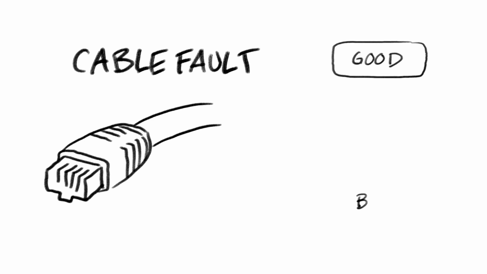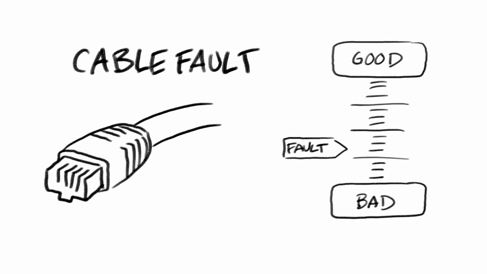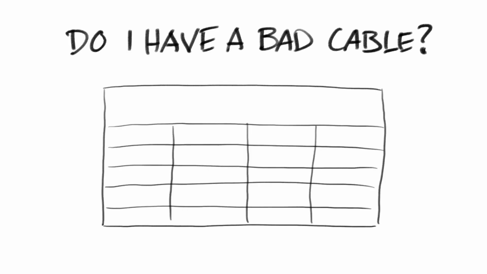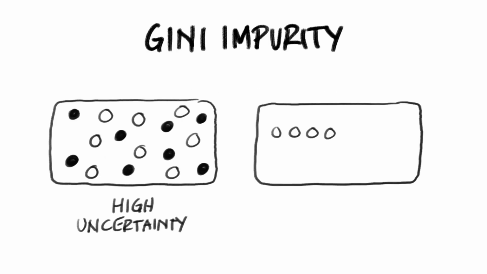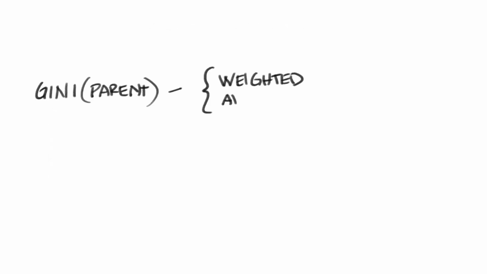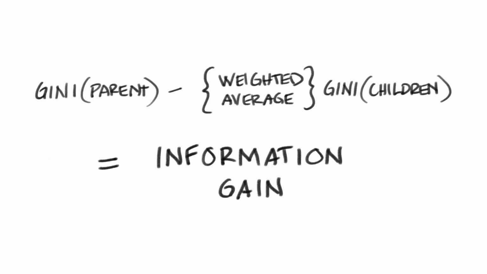A cable is neither 100% good nor bad, but somewhere in between. To isolate a fault, we can create a decision tree using features of a bad cable, such as frame errors and one-way traffic. We begin a decision tree by asking a question which will have the greatest impact on label separation. We use two metrics to determine that question: Gini impurity and information gain. Gini impurity, which is similar to entropy, determines how much uncertainty there is in a node, and information gain lets us calculate how much a question reduces that uncertainty.